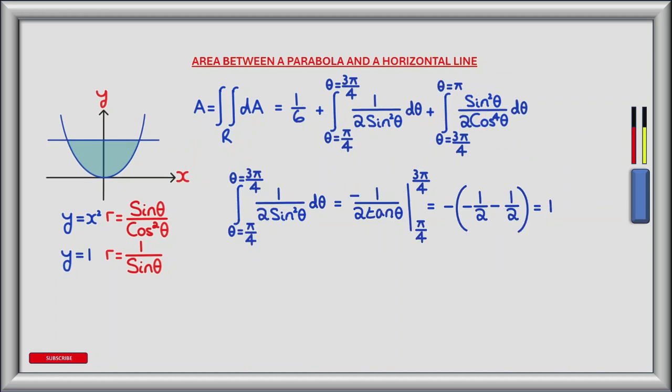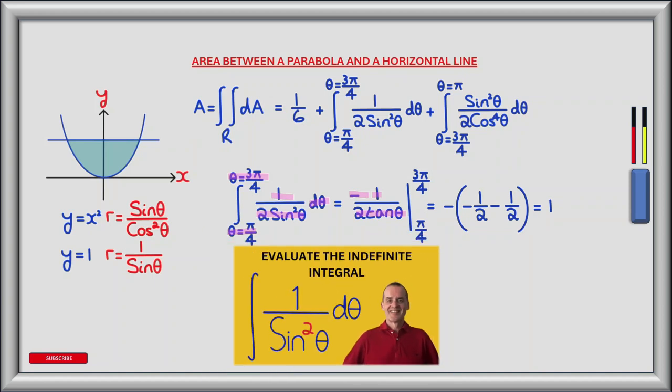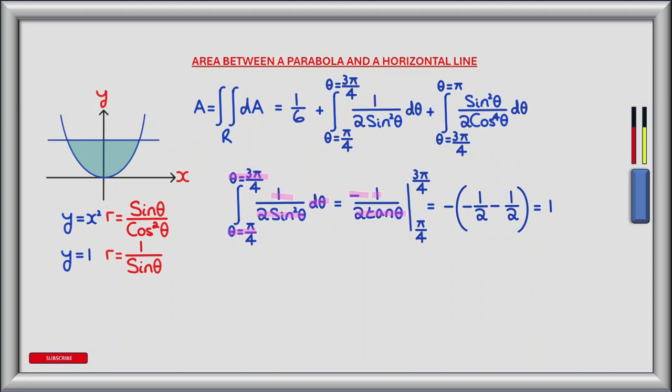And for the second of the outer integrals, we want to integrate from theta equals pi by 4 radians to theta equals 3 pi by 4 radians, 1 divided by 2 sine squared theta d theta. The antiderivative of this is minus 1 divided by 2 tan theta. If you'd like more details on how to integrate 1 divided by sine squared theta, then please see this video. If we now plug in the limits of integration, we have minus into the bracket of minus a half, and this evaluates to 1.